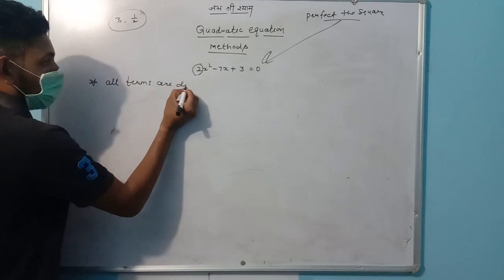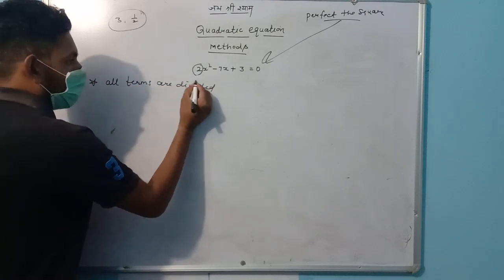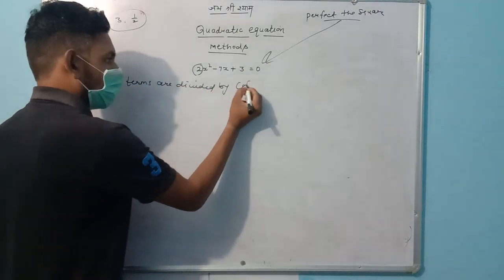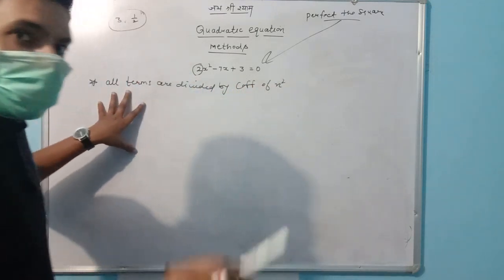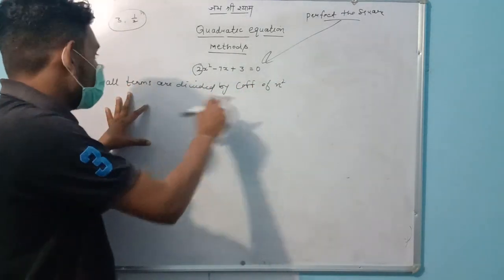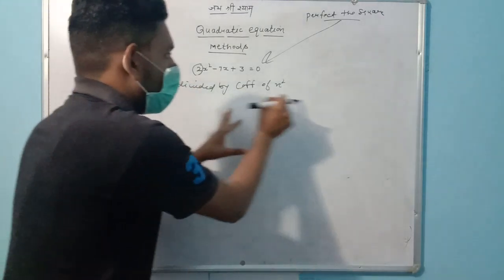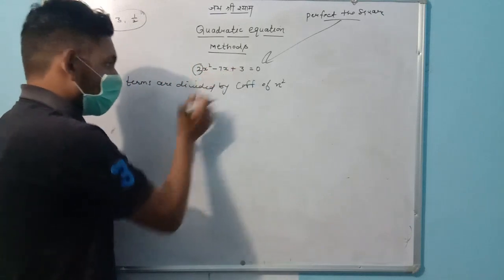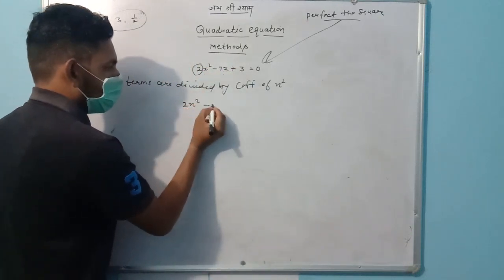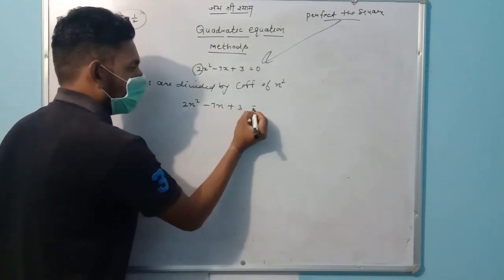All terms are divided by coefficient of x square. What means of this line, students? All terms are divided by coefficient of x square. Then what are all the terms of the equation? You write first 2x square minus 7x plus 3 is equal to 0.